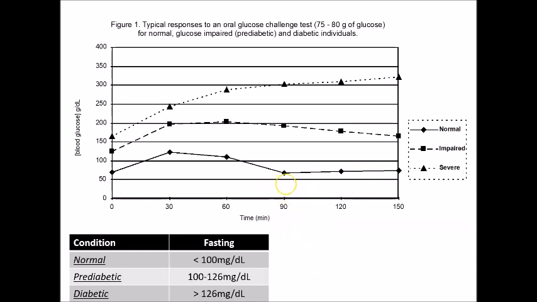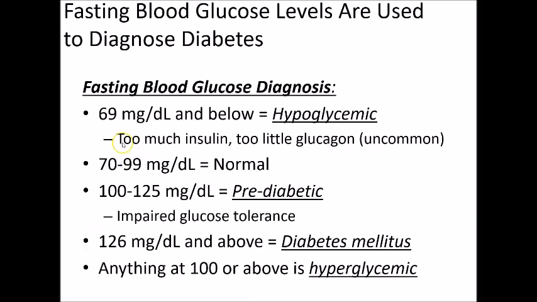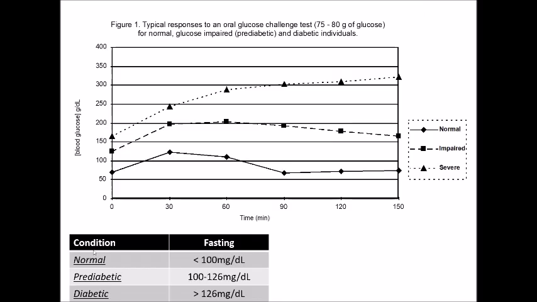So here's an example of a typical normal test. Again, looking at the fasting conditions. That's right here at time 0. The fasting conditions, let's go back. The fasting conditions right at 70, and remember we said 70 to 99 is normal fasting.